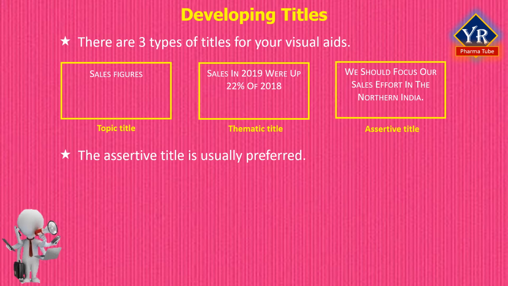The thematic title is used to tell the audience what information should be drawn from the data presented. An example would be the second figure shown here, that is, sales in 2019 were up 22% over 2018. And an assertive title is used when you want to give the audience your opinion about what conclusion they should draw from the data. As shown in the third figure, we should focus our sales effort in northern India.